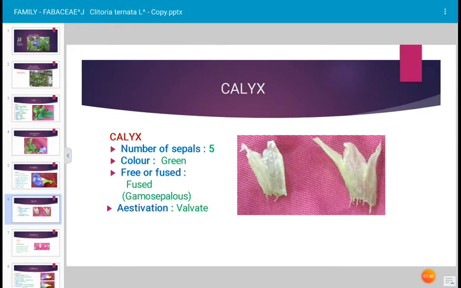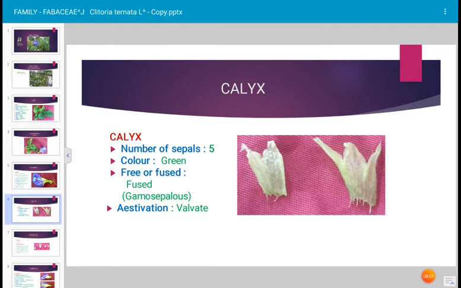The calyx of the Clitoria ternata, family Fabaceae. Calyx is the first whorl of the flower. There are 5 sepals in the calyx which are green in color, but all the sepals are joined together and form a tube. Joined or fused sepals in the flower are described as gamosepalous condition.